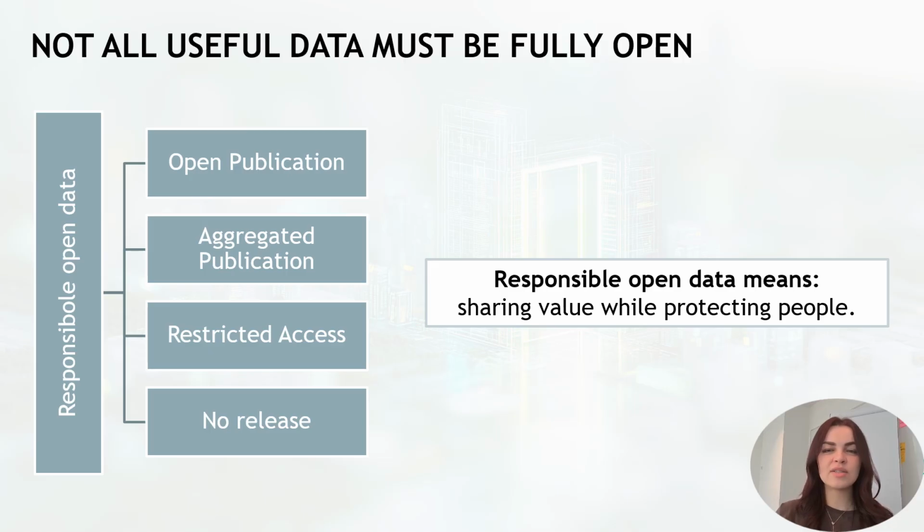Some datasets are suitable for open publication. Others should be aggregated or generalized first. Some may be appropriate only under restricted access conditions. And in some cases, the responsible decision is not to release the data at all. This is not a failure of open data. It is part of trustworthy open data practice. Public value depends not only on transparency, but also on protecting people and maintaining trust.